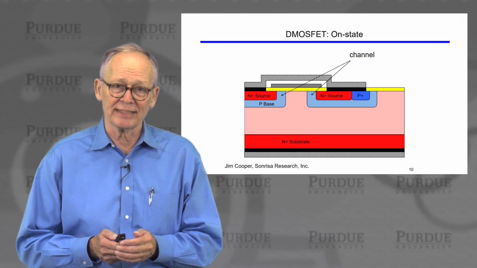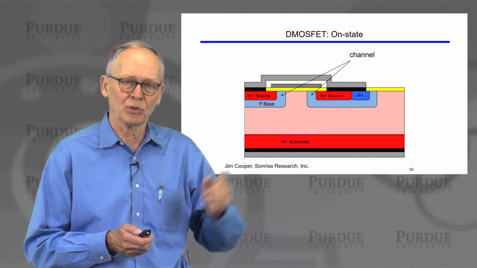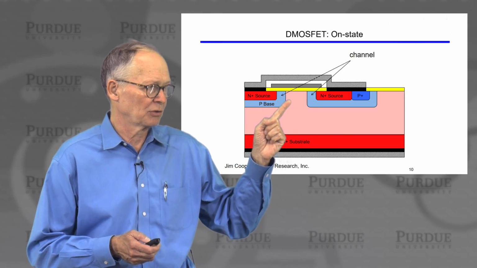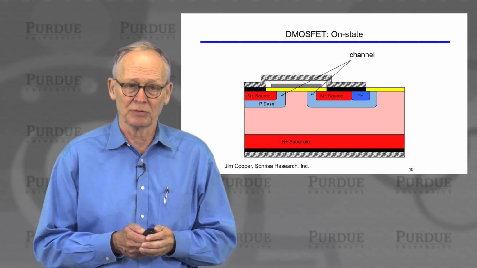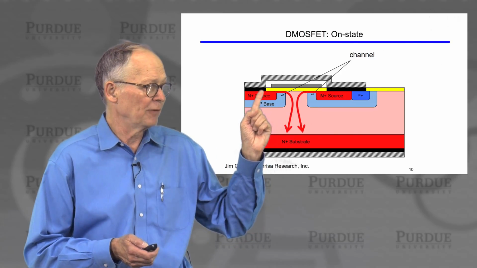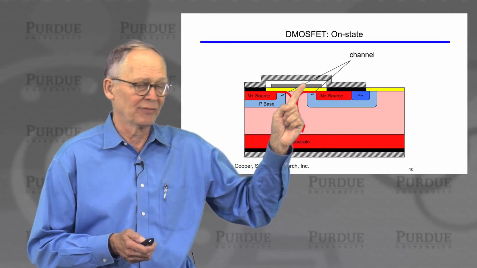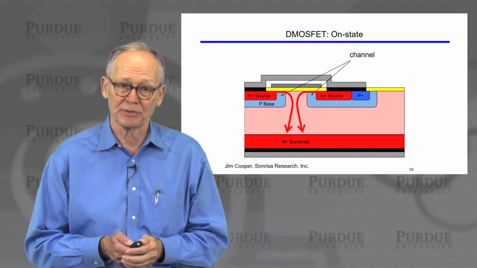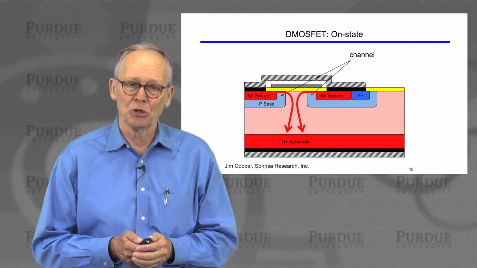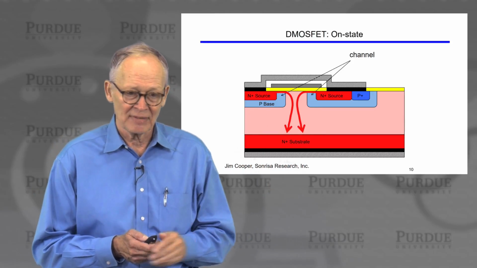So let's look at what happens in the on state. The channel is right here. And when I turn the gate voltage on, I'll produce a channel. Current can flow from the source across the channel, and then it will have to flow vertically out the drain. So the current flow is in this direction. From the source, there are two sources here, across the P-type channel when I've applied a gate voltage that's greater than the threshold voltage, and then down across this lightly doped N region and out the heavily doped N-type drain.